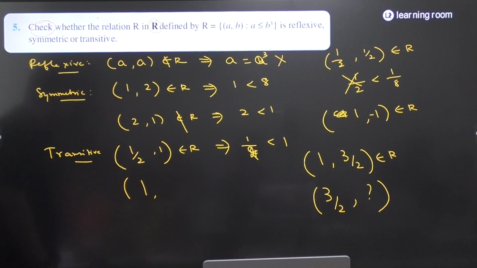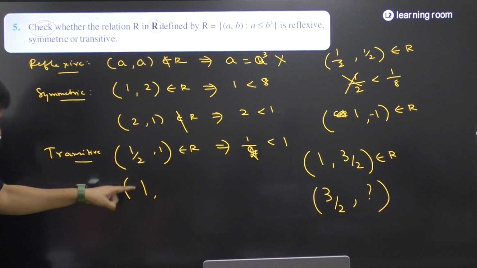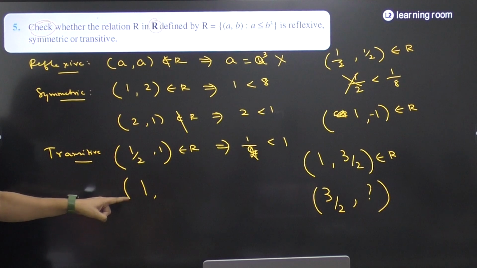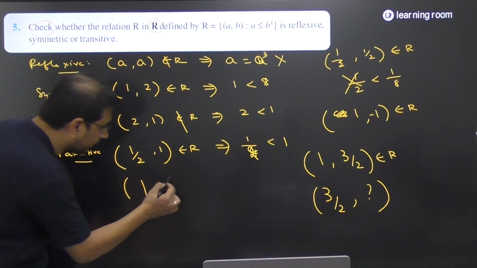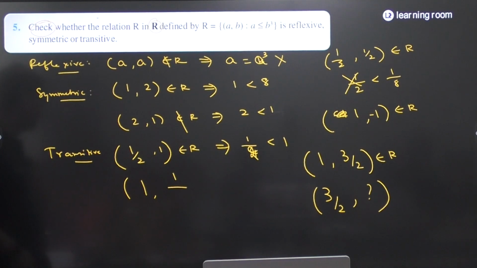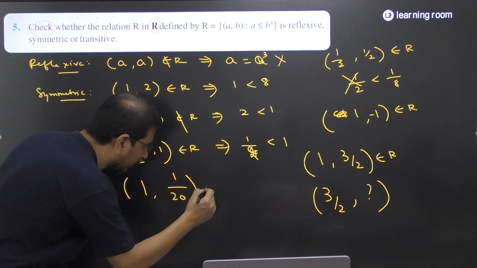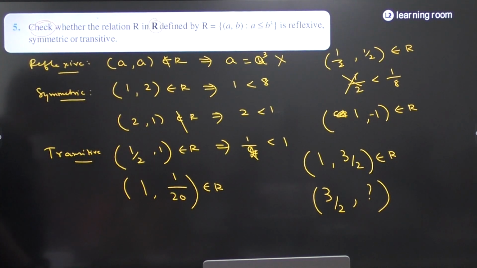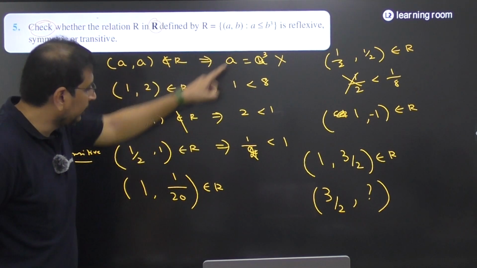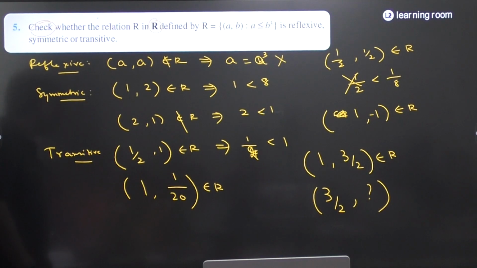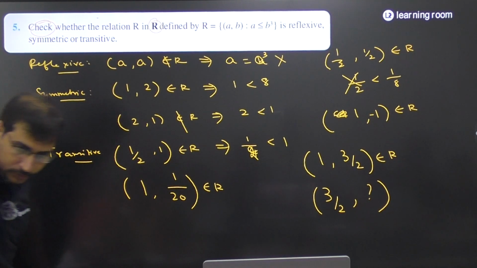(0.5, 1). It should be 1. 0.005 is 5 by 100, 1 by 20. Okay. Does this belong to R? When you put 1 here, 1 is not less than 1 by this. They need to check those numbers. Are you able to understand what I'm trying to say? I want somebody to come up with that number.